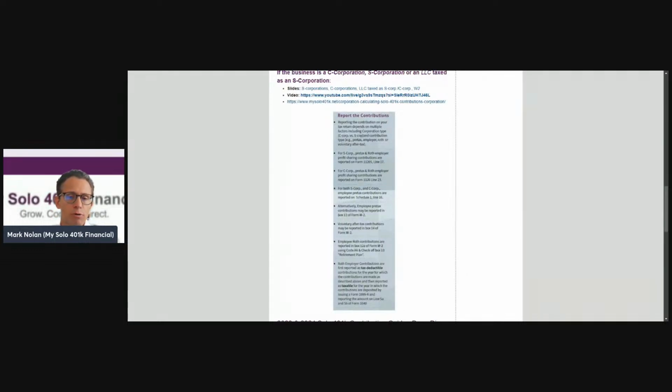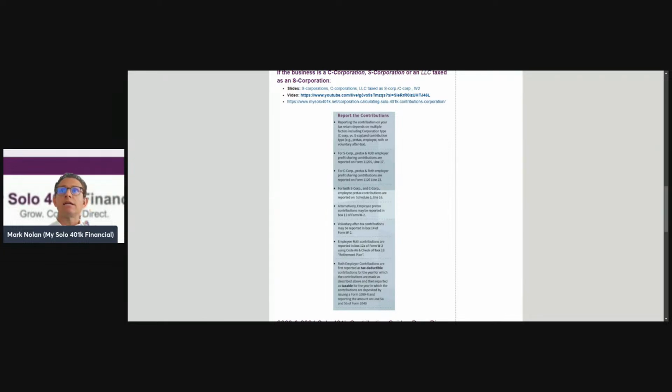whether it's an S Corp or a C Corp. So instead of reporting those employee pre-tax contributions on your W-2, you can choose to report them instead on Schedule 1, line 16. Don't report it on both, obviously, because then you're going to get a double deduction, and that's going to be an issue. So hopefully that answers your question.